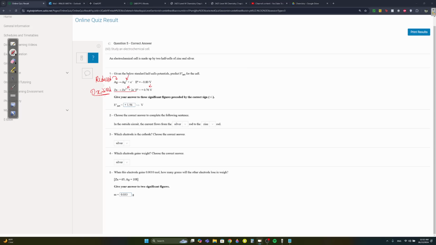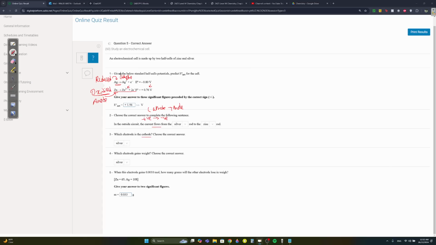Which one gets oxidized? Always the anode, right? Which one gets reduced? Always the cathode. So which one's the anode? Zn. Which one's the cathode? Ag. Very easy. Until now, it's just memorize these. Here they're saying the current flows from what? Always current flows from positive to negative. That means from cathode to anode, right? What's my cathode? Ag. What's my anode? Zn. So from Ag, silver, to Zn, which is zinc.